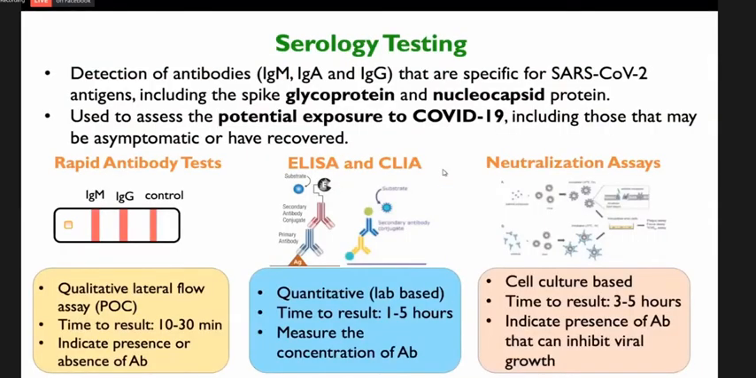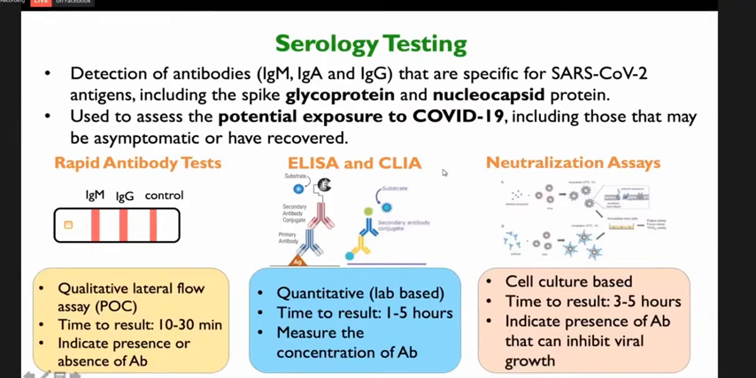So next part, I would like to move to serological testing. The serology testing for COVID-19 can be defined as analysis of the plasma or the serum or the whole blood for the detection of antibodies, especially the IgG, IgM, or IgA that are specific for SARS-CoV-2 antigens, including the spike glycoprotein and nucleocapsid protein. It is used to assess the potential exposure to COVID-19, including those that may be asymptomatic or have recovered.